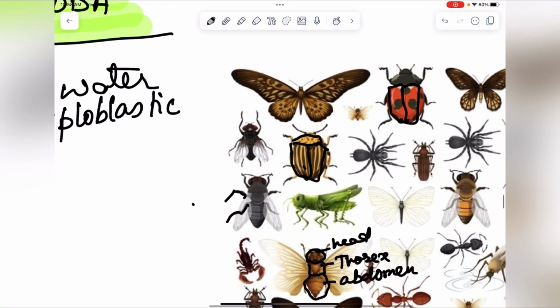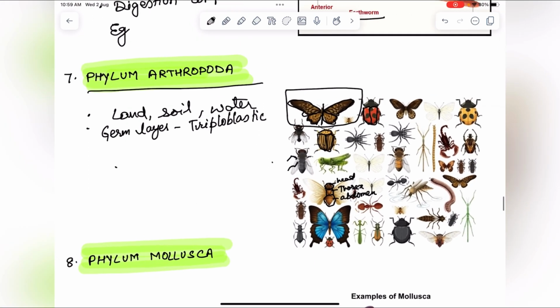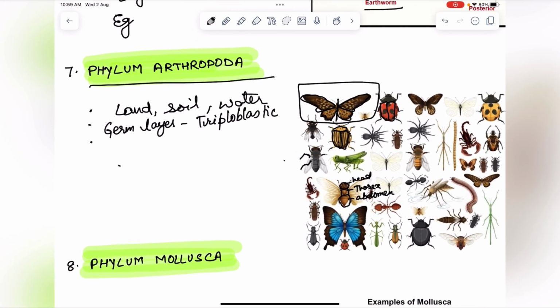See, if we are taking an example of butterfly, they are bilateral symmetry. I have explained what is bilateral. If you are dividing them from the median, longitudinal plane, you get two mirror images, same equal parts, that is called left and right halves, that is bilateral symmetry.